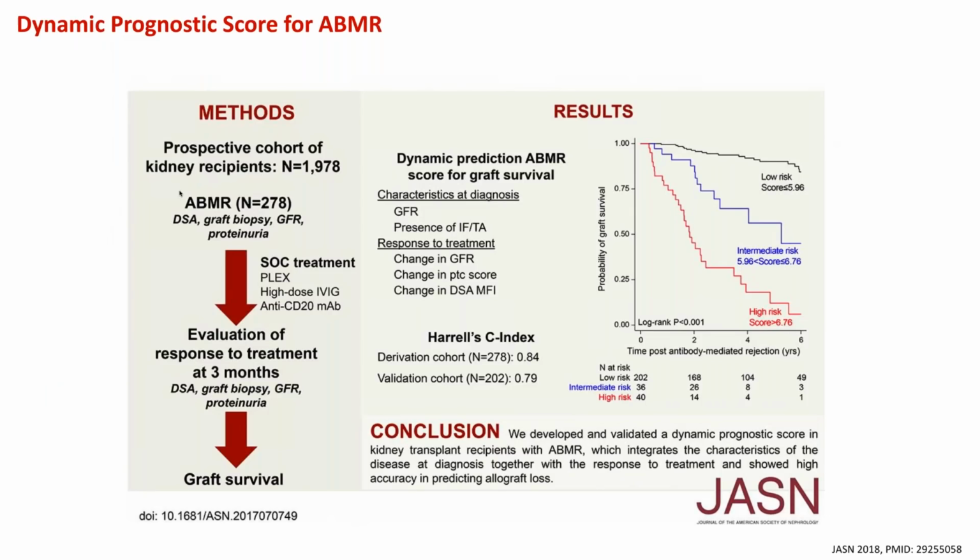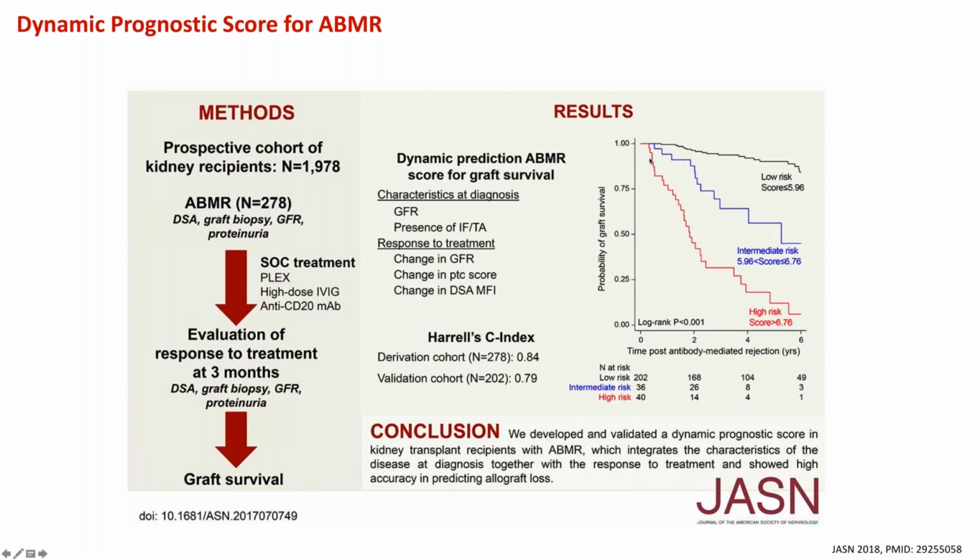Similar to this, there was a new study published this year, again by the French group, where they came up with a dynamic prognostic score for ABMR. So what they did was, in 278 ABMRs, based on DSA, graft biopsy, GFR, and proteinuria, they came up with a score, and then standard of care treatment, and based on how they responded to standard of care treatment, they came up with another score.